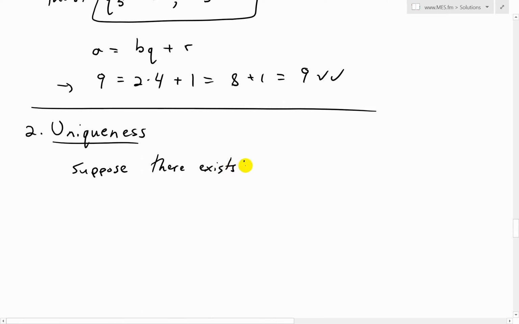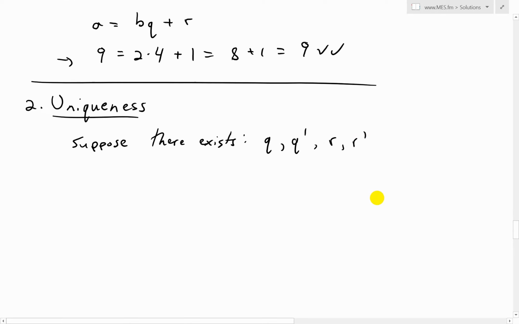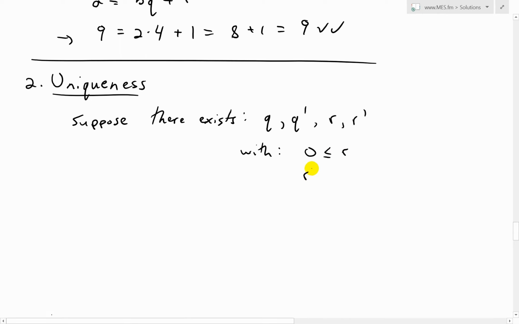We'll call them q and another one q1, and then r and r prime, or q1 and r1. I'll just call those prime again. We'll have the conditions that r is greater than or equal to 0, but r prime is less than the absolute value of b, and see if these can be different values.